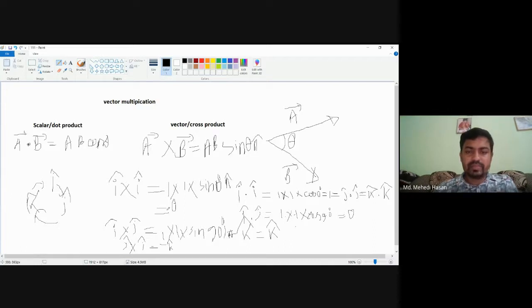Okay, so this is the dot product and cross product of the unit vectors.